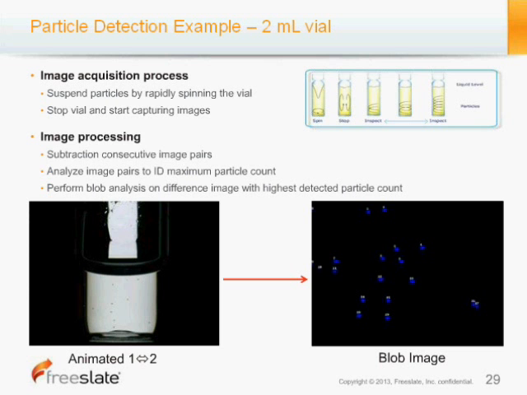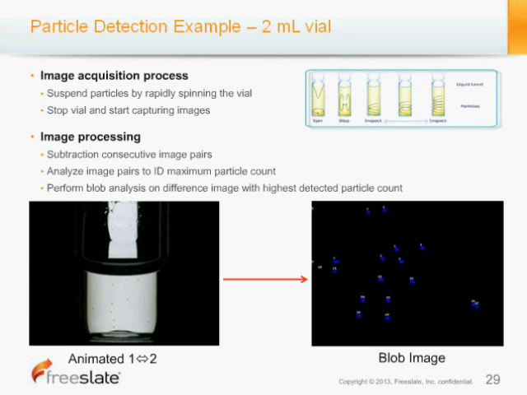For particle detection, the instrument will drop the vial into the visual inspection station, drop it in the nest, and clamp down on it, and then we spin the vial very, very rapidly. When we spin the vial very rapidly, any settled particles on the bottom of the vial get spun up into solution, and then we stop the vial very rapidly. When we stop the vial, we start taking images.